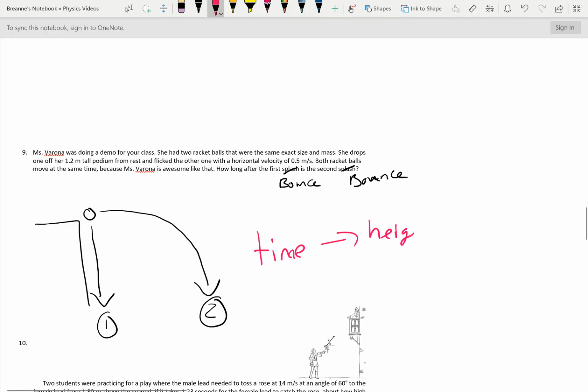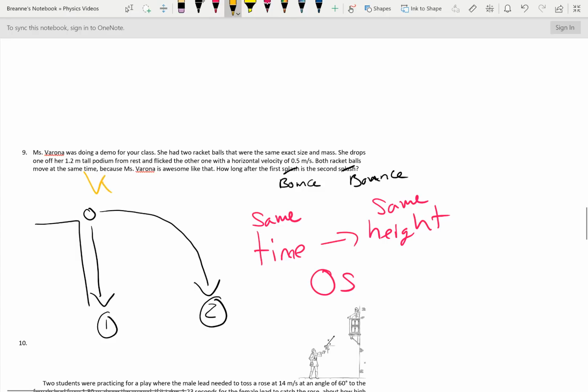is height. Height affects time. So since they're at the exact same height, their time is going to be the same. Same height, same time. So how long before they bounce? 0 seconds, because it's the exact same. Same height, same time.